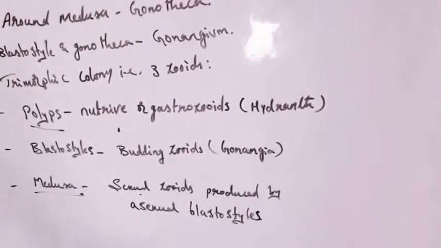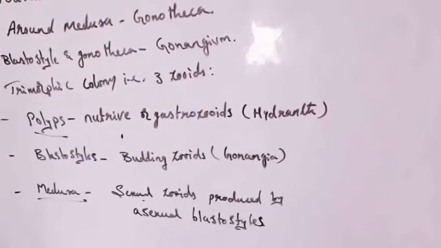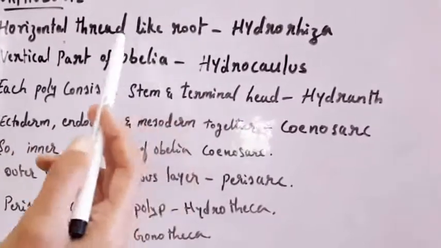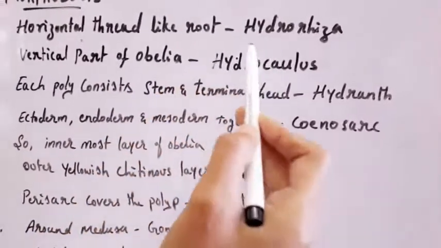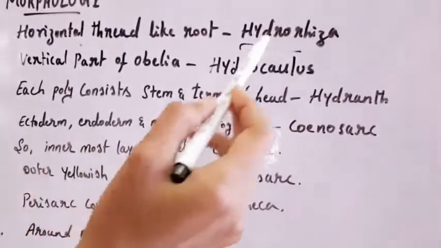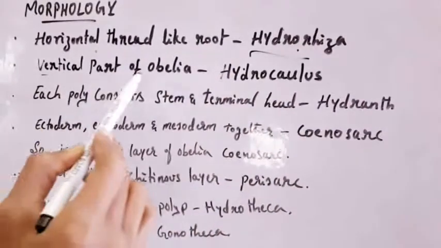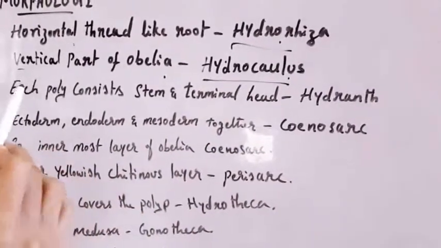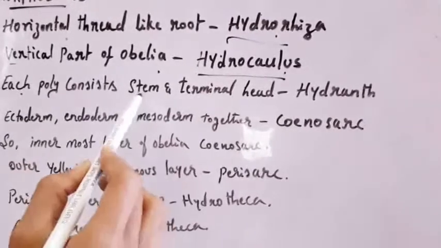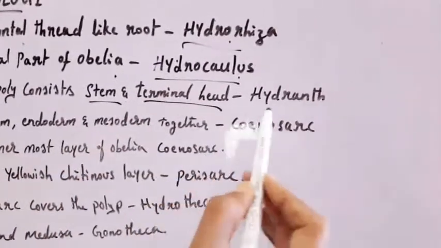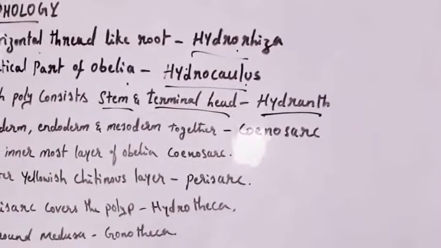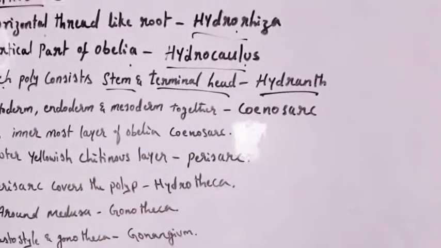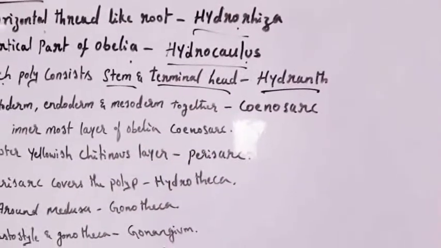Okay, so in the Obelia colony here, the presence of a horizontal thread-like root is called the hydrorhiza. From the hydrorhiza, the vertical part of the Obelia is called a hydrocaulus. Each polyp that consists of a stem and terminal head is called a hydranth. And here there is a presence of a modified blastostyle.